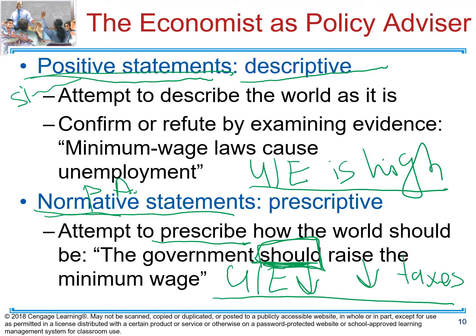Guys, remember, positive statements are made by scientists, and normative statements are made by policy advisors. Remember at the very beginning of this chapter we said that economists play two roles. They work as scientists and they work as policy advisors. Scientists describe how the world is. They describe that unemployment is too high. They did the research, they figured it out, they made a statement. Policy advisors are going to recommend what to do. Well, in order to lower unemployment, let's lower taxes. So that's a normative statement.